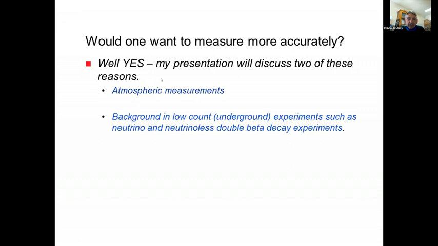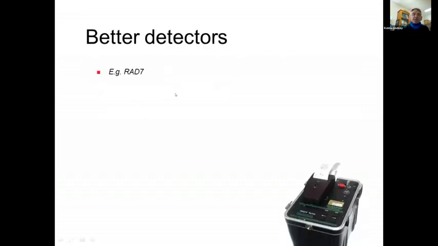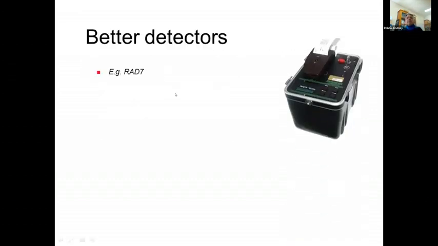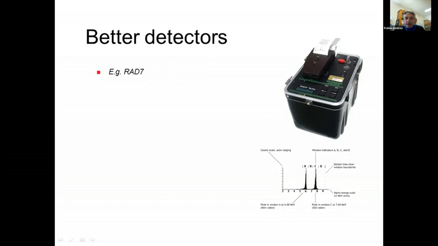Okay, but so first let me go to the atmosphere. So, let me first talk about other detectors. The typical radon detector, which one would go and buy right now, would be something like the RAD7, which Stellenbosch has a few, and I have one, and there are quite a few around the country. That measures radon by looking at an alpha spectrum.